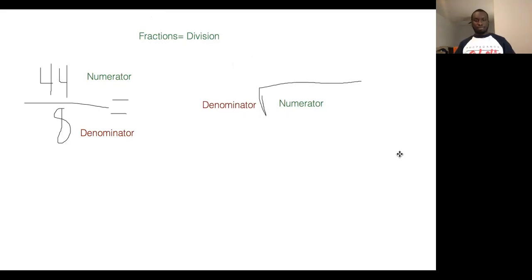There we go. My denominator goes outside, my numerator goes inside. So now let me physically draw this out. My numerator is 44. And my denominator is 8. And now this looks like a standard division problem.